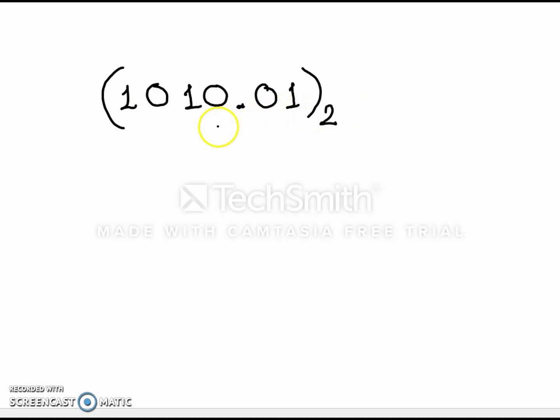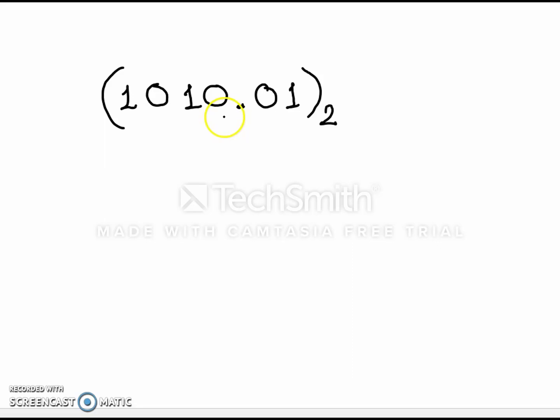Now we'll take one example. The given number is in a binary format. Let's take an example. Binary number, that is 11010.01. This is a binary number, and we are going to convert this binary number into decimal number system. So let's start with the integer part. This is the integer part, this is the fractional part.